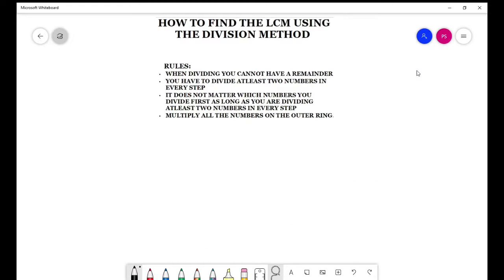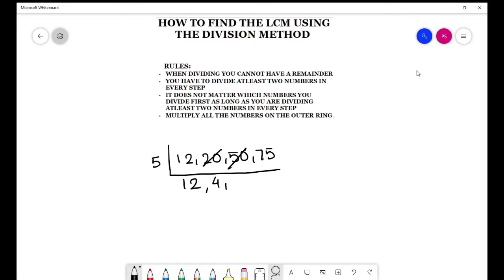Let's find the LCM of 12, 20, 50, and 75. Again, I start with the division. Remember, as long as I can divide 2 of the numbers, I am able to move forward. So I'm going to say let's start dividing by 5. 12 comes down because I can't divide 12 by 5. Remember, we cannot have any remainder. I could divide 20 by 5. I get 4. 50 divided by 5 is 10. 75 divided by 5 is 15.